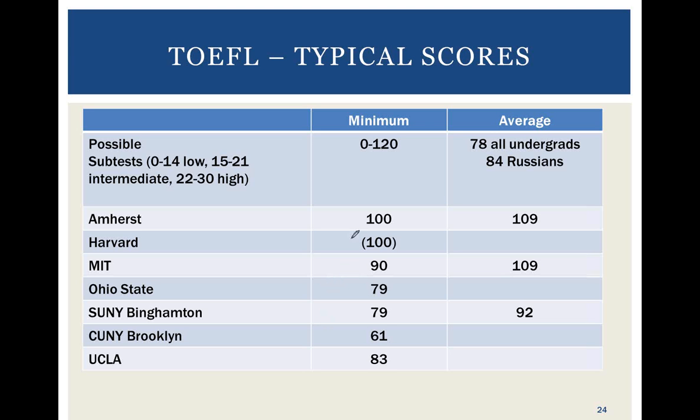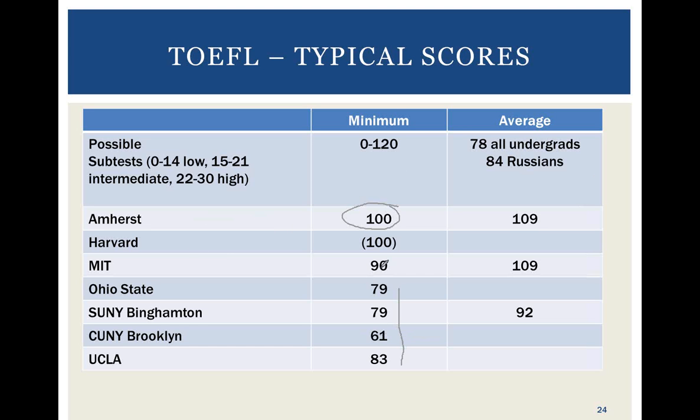But having said that, again, these are the minimum scores that universities say that they have. Harvard doesn't publicize its minimum score, but you can project that it's probably about 100, given that that's what it is for other very elite universities. At a place like MIT, it's slightly lower because, again, it's a technical university. And then at state schools, it's slightly lower. CUNY Brooklyn serves New York City. It's an environment with a lot of immigrants, and so they're a little bit more willing to take a lower TOEFL score and let you improve while you're there.